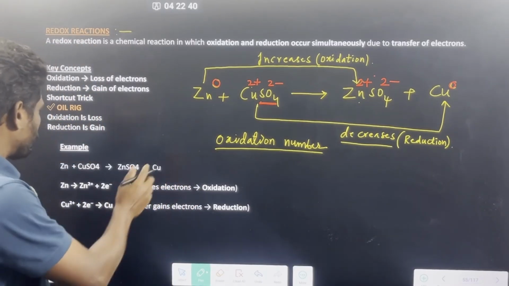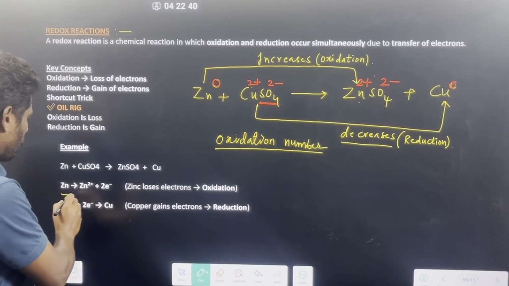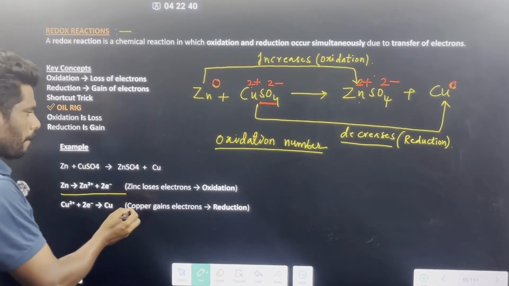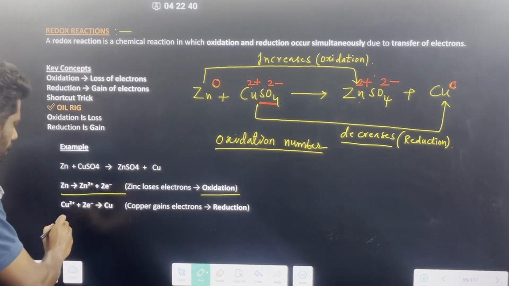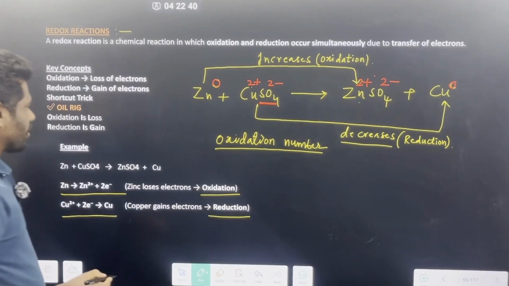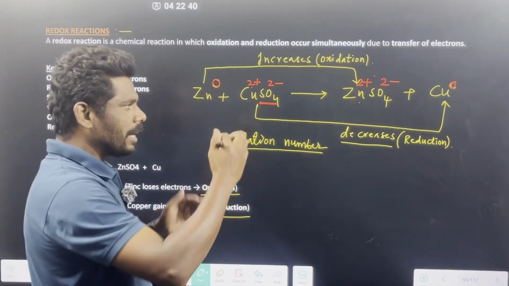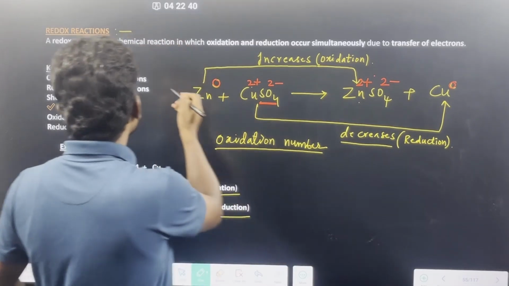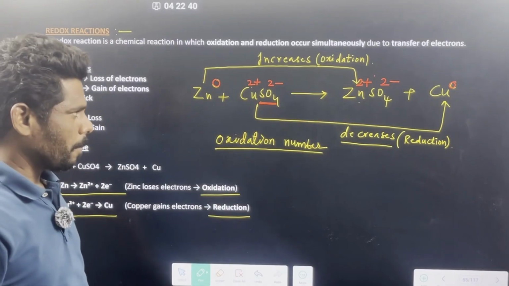We can confirm here also. So zinc is losing its electrons and undergoing oxidation. The copper is gaining the electrons and undergoing reduction. So in this reaction, both reduction and oxidation occur at a time. That's why this reaction is called a redox reaction, as we mentioned.